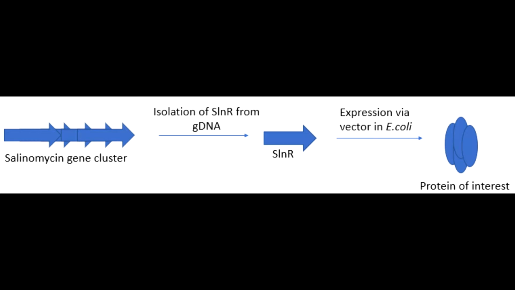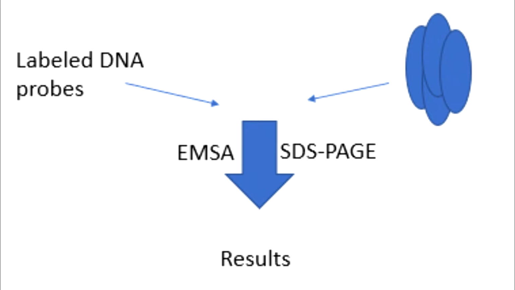Our first steps would be to isolate SlnR from Streptomyces albus gDNA. We would then clone it into a pET-His expression vector and transform it into chemically competent E. coli cells. We would then aim to verify successful transformation via colony PCR and subsequently sequencing of transformants. To verify functional insert, we would perform expression purification of the protein of interest and an electrophoretic mobility shift assay.